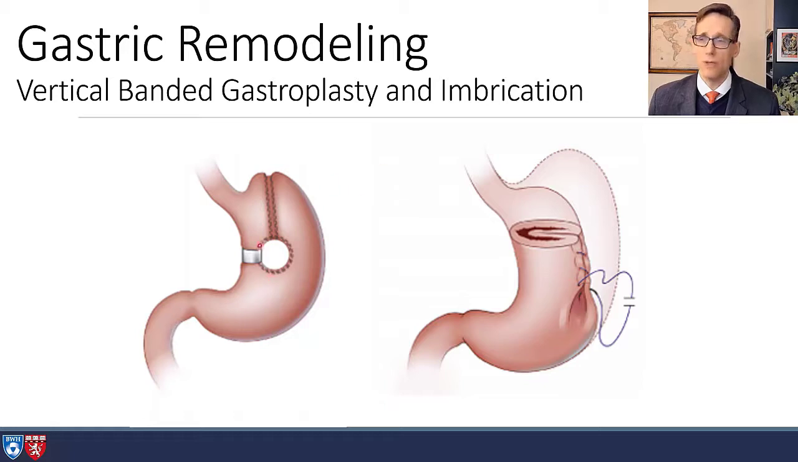And there are two ways you can do this. One was really recreating a vertical banded gastroplasty, which was the Roberto-Fogel approach. And then the approach we had been working on was really trying to recreate a gastric imbrication procedure.